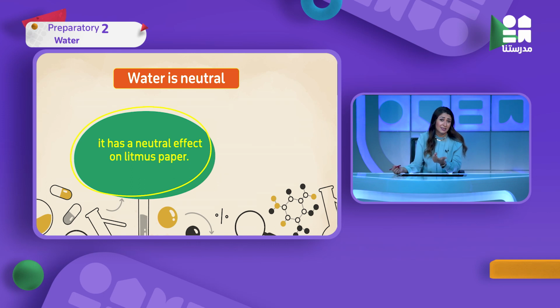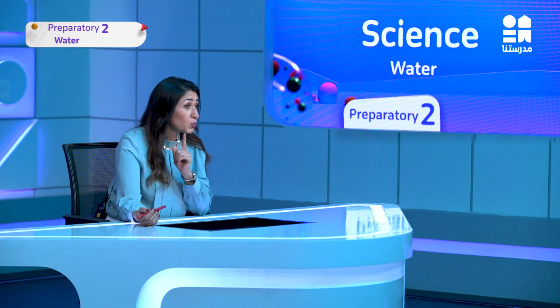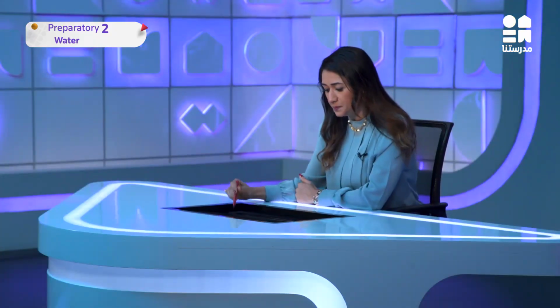طب what about the acids؟ إيه الإفكت اللي بيعملوا على litmus paper؟ Acids change litmus paper into red, and bases change litmus paper into blue. But water doesn't change the litmus paper. That's why it's neutral. And this is our second property.